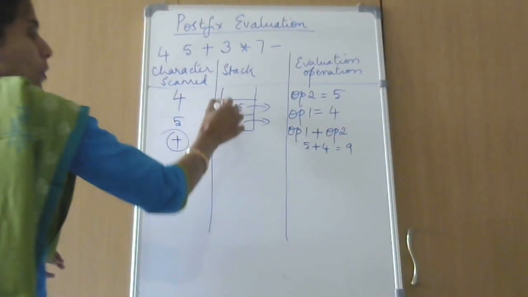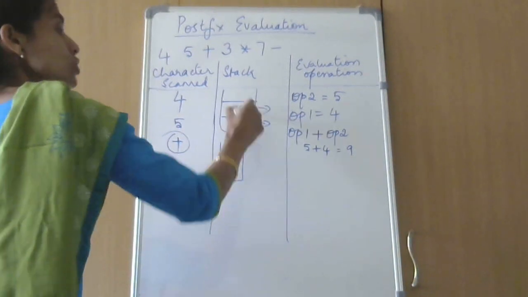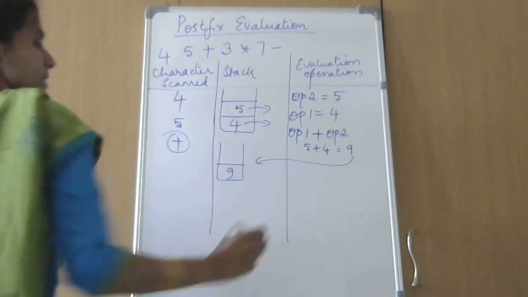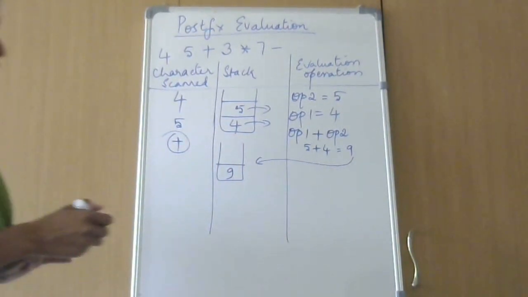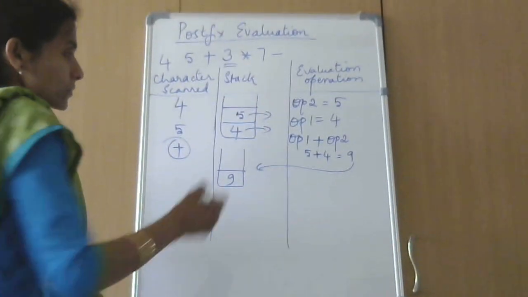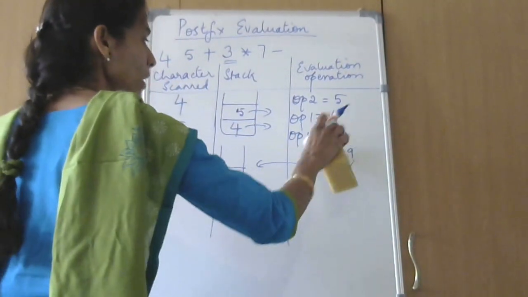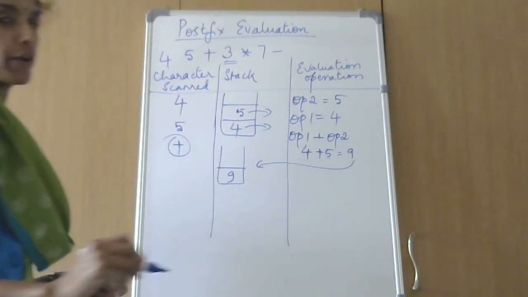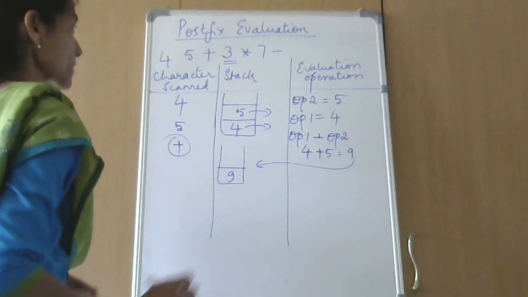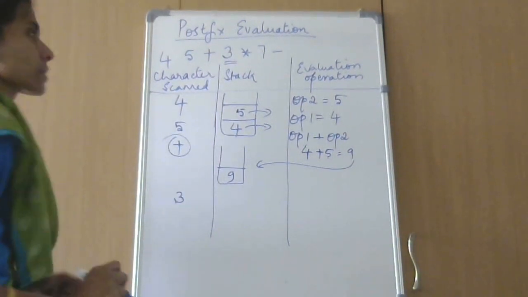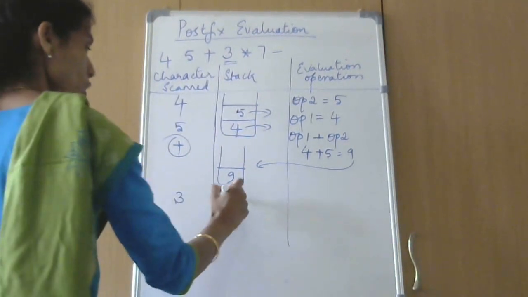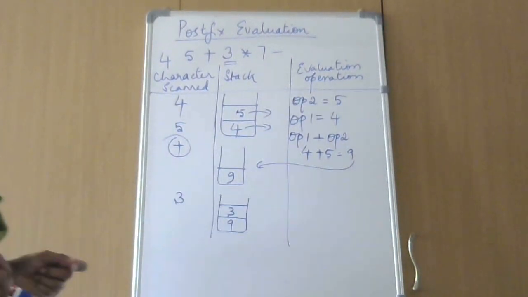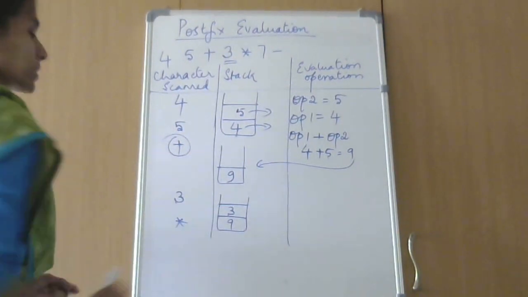Now what are the contents of the stack right now? Since you have popped out these two elements, the stack is going to be empty. I will push this result onto the stack. So 9 gets pushed onto the stack. The next character that we have is 3. 3 is an operand. What do we have in the stack? We have 9. 3 is an operand, so simply push it onto the stack. Next character is star.